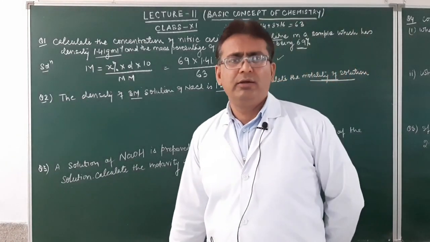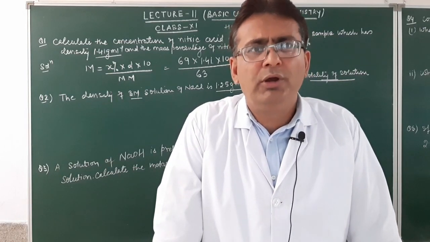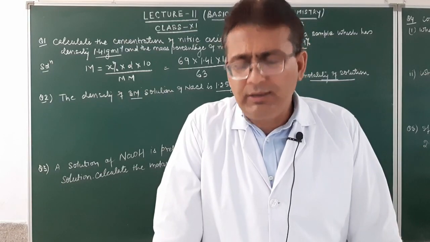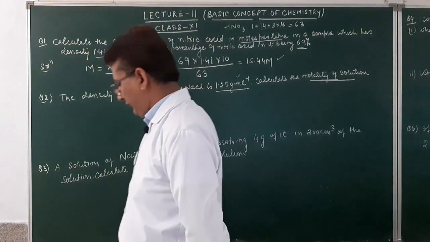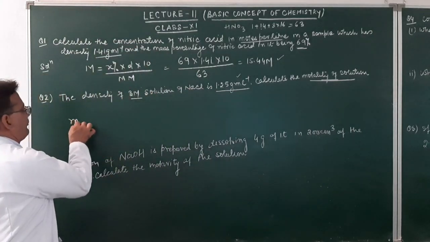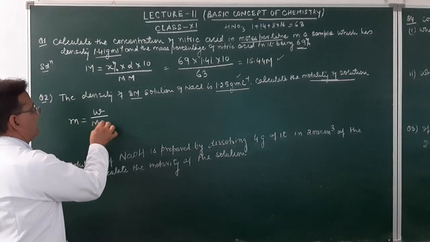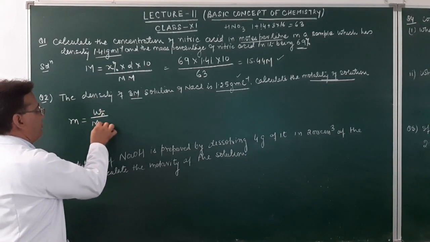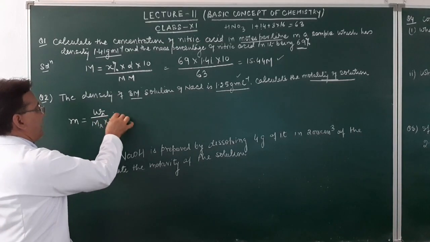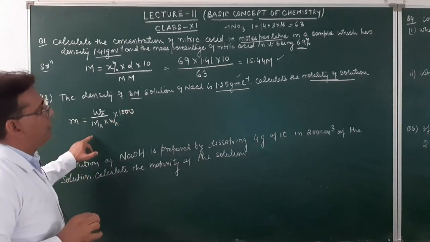What is molality? It is defined as the ratio of the number of moles of solute to the weight of the solvent in kilogram. So molality we have to find out. Molality of the solution, what is the formula? This is given mass upon molecular mass, into weight of the solvent, multiplied by 1000.